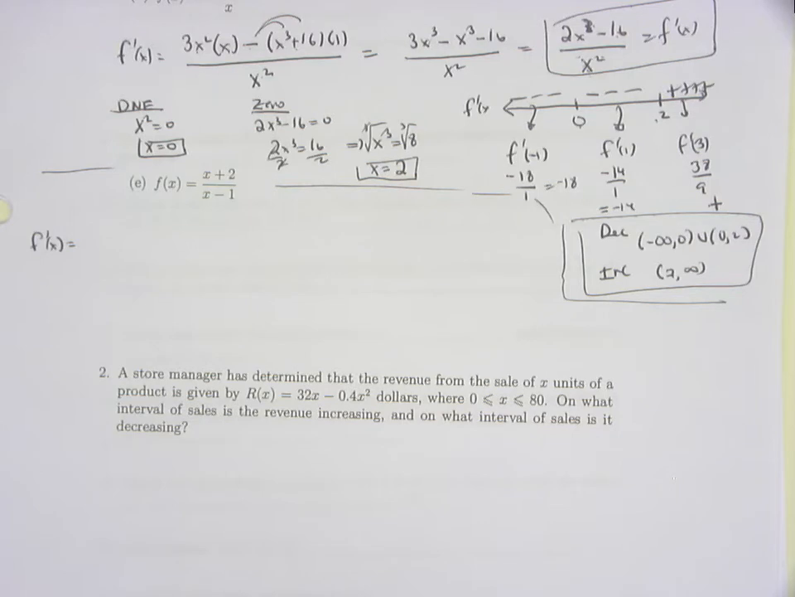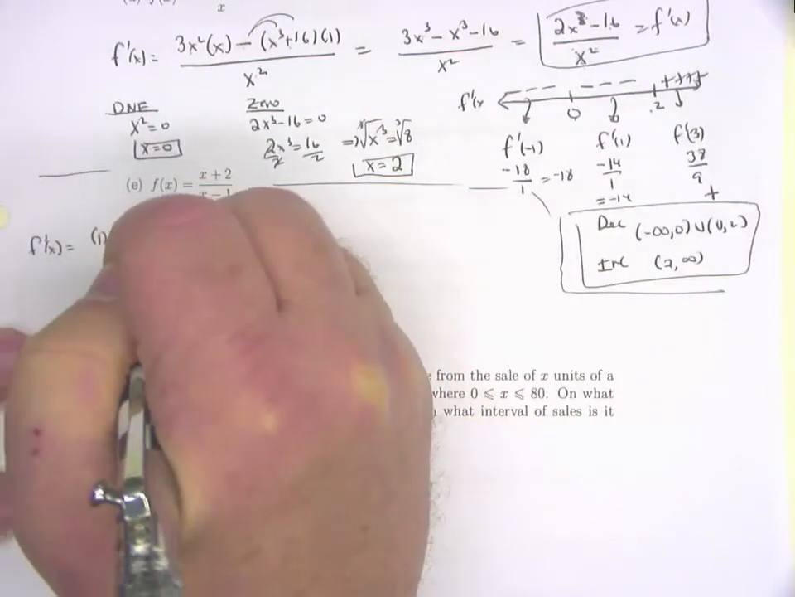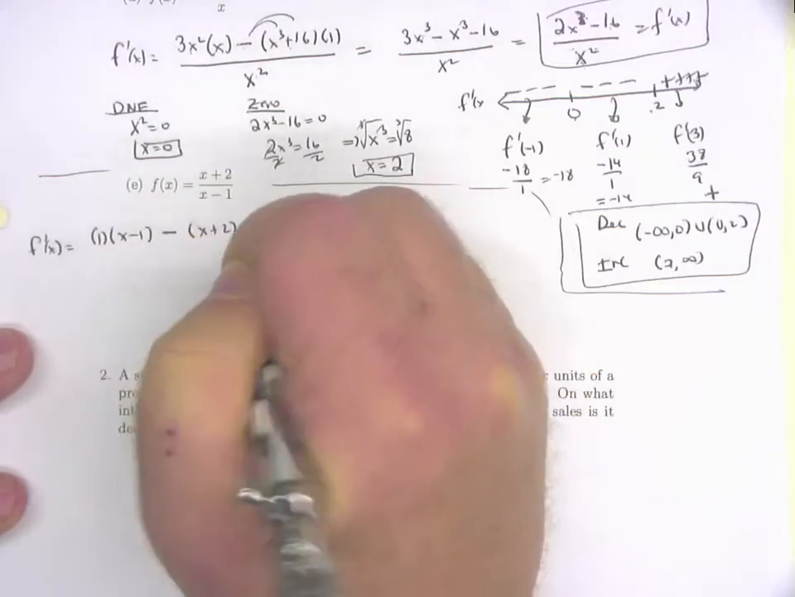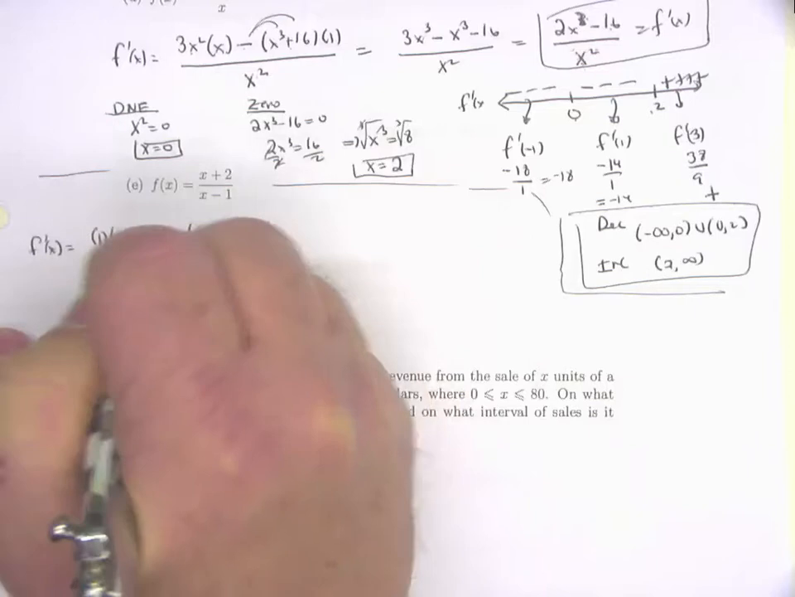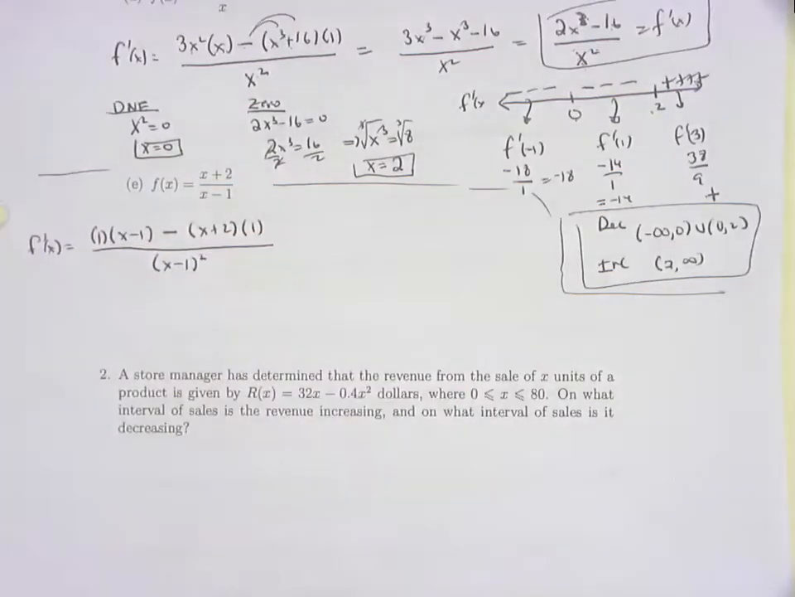Derivative of the top, what's the derivative of x plus 2? It is 1. Here, the top times the bottom, x minus 1, minus the top, which is x plus 2, times the derivative of the bottom, which is 1, all over the bottom, x minus 1 squared. All over the bottom squared.